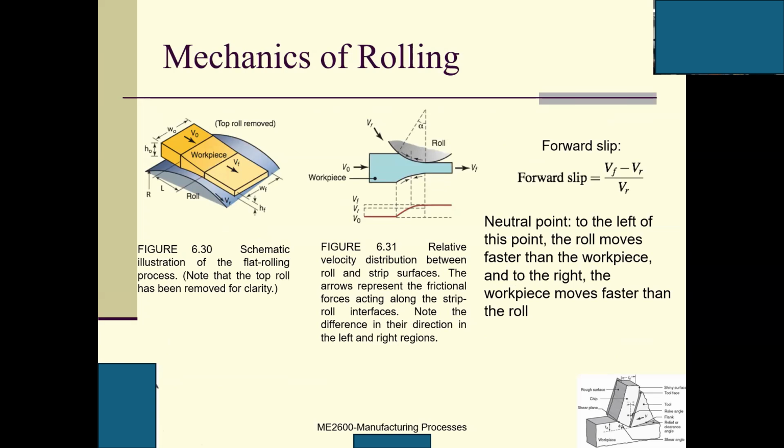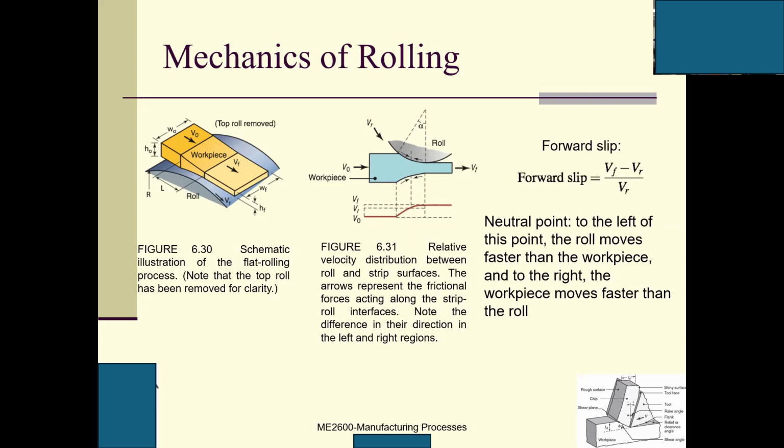So here's a roller, and here is another roller. Without loss of generality, this is V0, the initial speed, and this is the final speed. This roller is rotating at the speed of VR. So here is the speed, this is V0, this is VR, and this is VF.